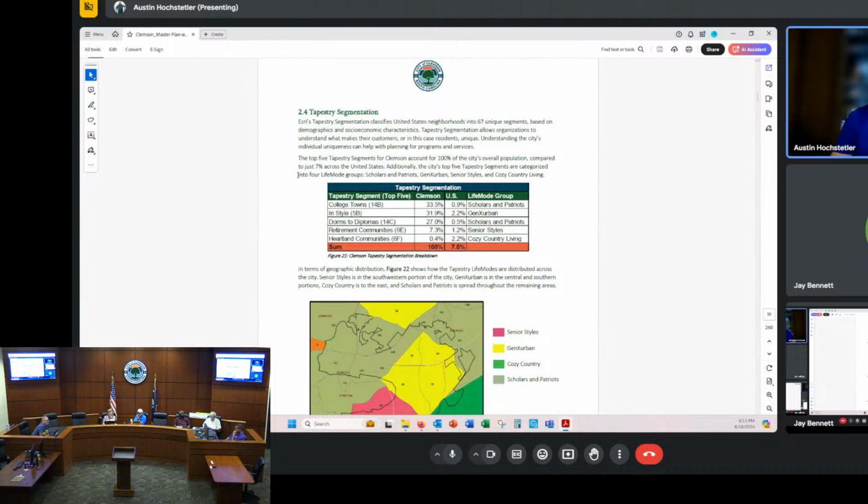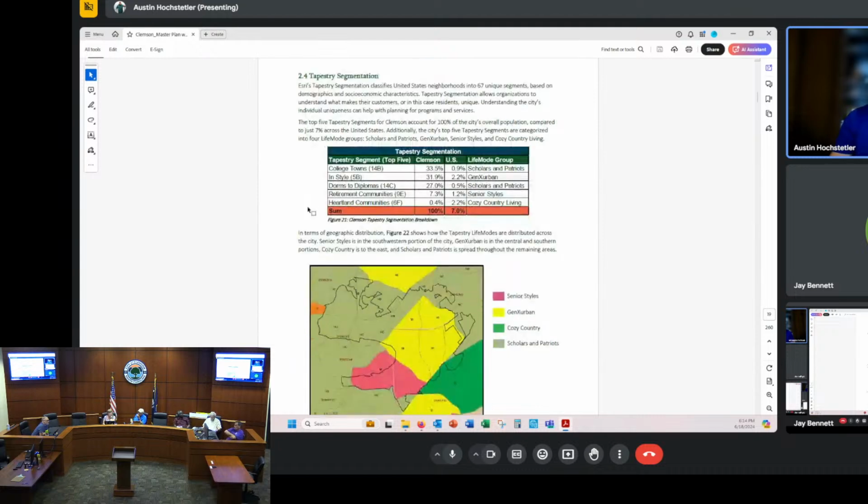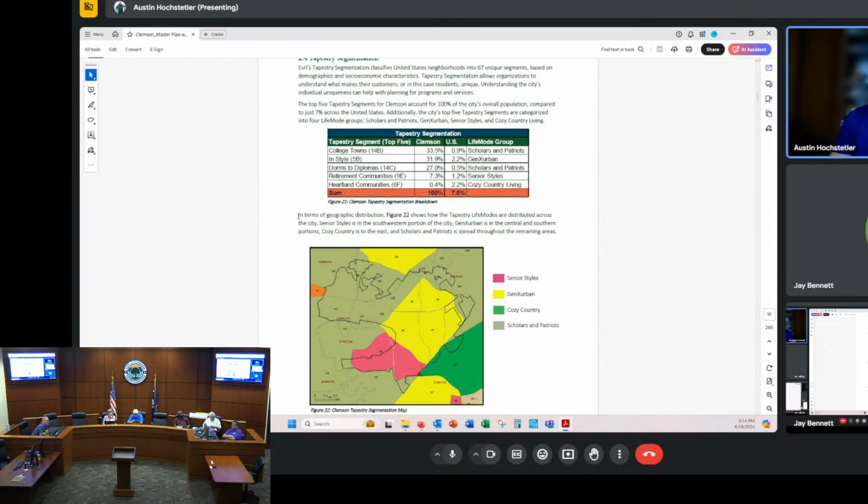And then lastly here, what I'll say about the demographics is we also looked at tapestry. Tapestry is another way of looking at how your demographic is sliced and diced. And it's basically, I'll say the word stereotype. Esri uses characteristics across the country, and they created 67 unique demographic segments around the country. And basically, your top five all fit into 100% of your population, and it equates to these words such as college towns and styles, dorms and diplomas, yada yada.